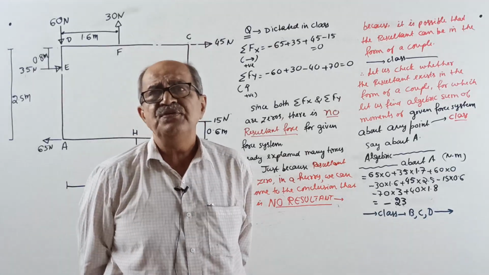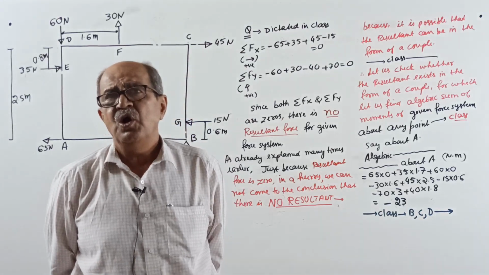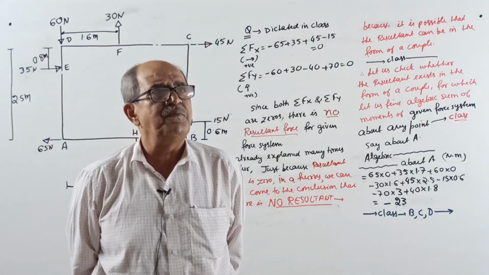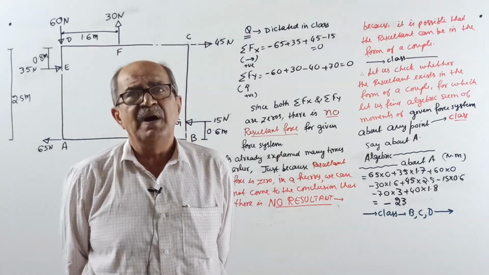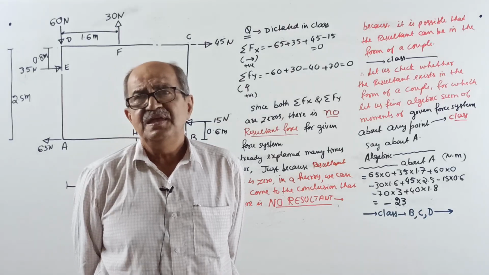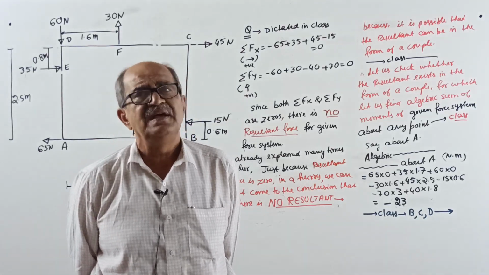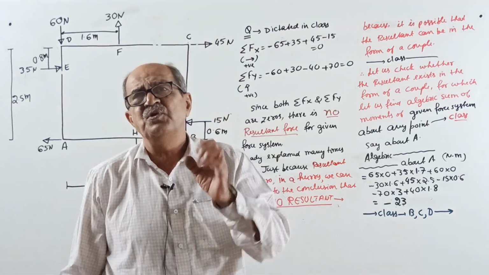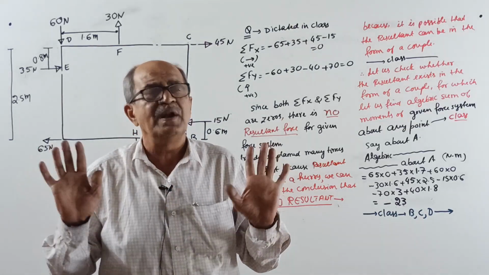What I told you is the resultant can be either in the form of a force or in the form of a couple. But usually it will be in the form of a force. So first find Sigma Fx and Sigma Fy. If both are present, or even if any one of them is present, the resultant is in the form of a force. So find the resultant force: magnitude, direction and line of action.